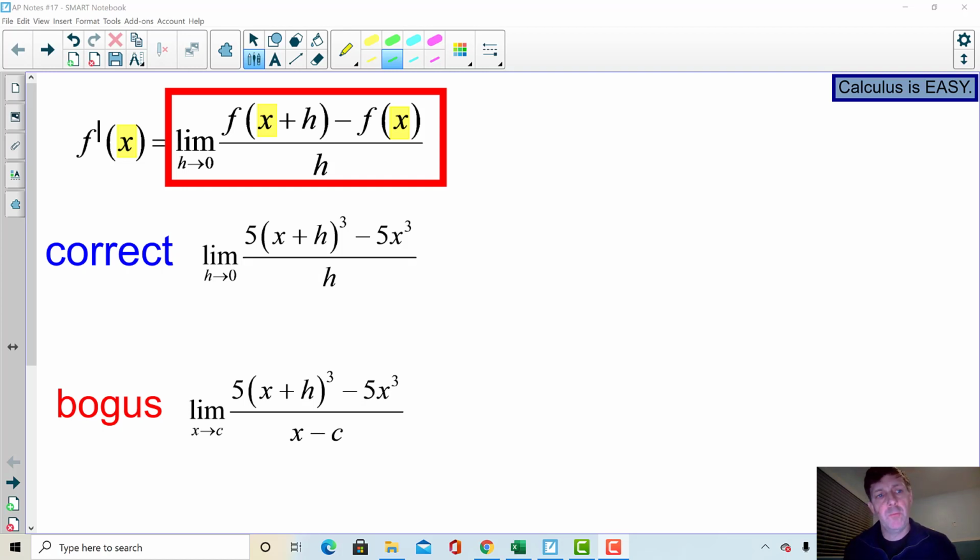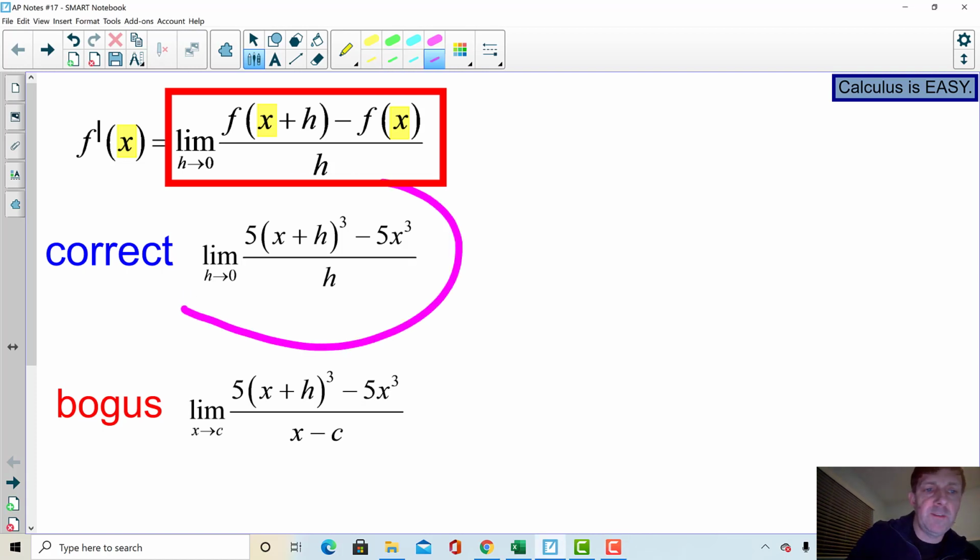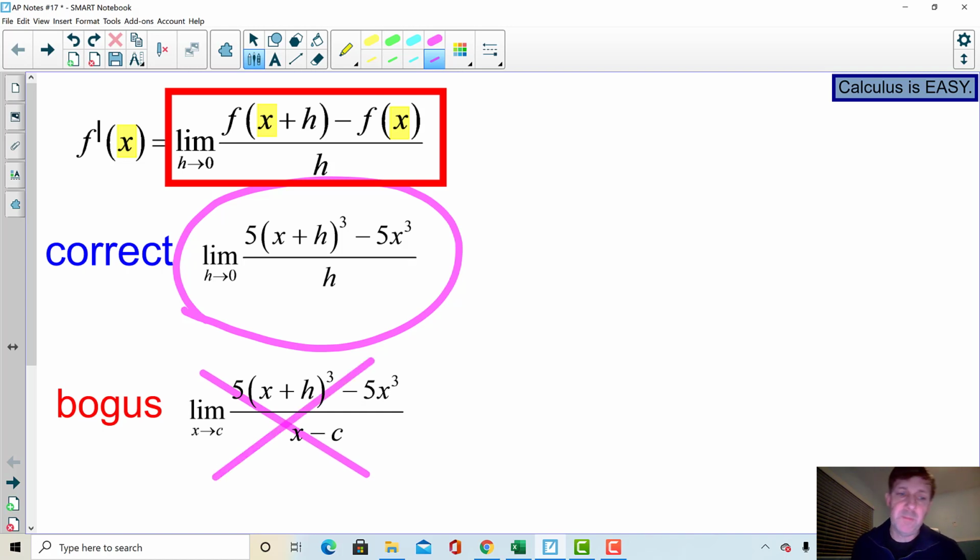Okay, we have three rules for the definition of the derivative. What we want to do is, instead of actually calculating this limit, we just want to recognize that that's the derivative of some function. Now we can't do that with this one on the bottom because the limit on the bottom is not the derivative of a function. Here we're calling it bogus. Now that doesn't mean it's a bogus limit, it just means that that's not the derivative of a function.